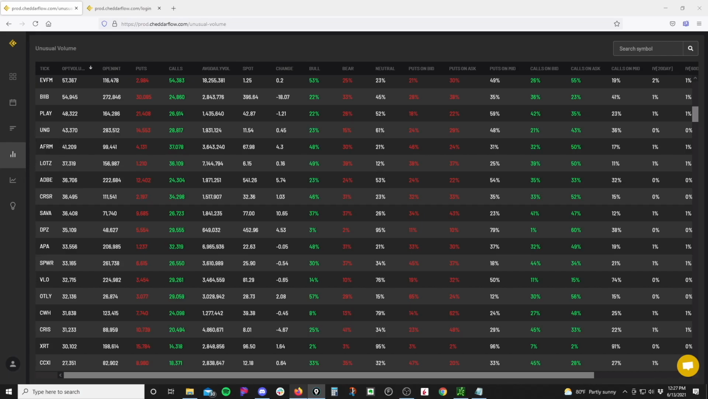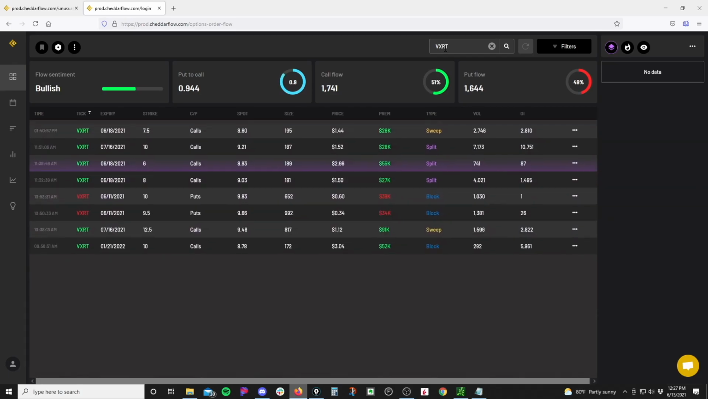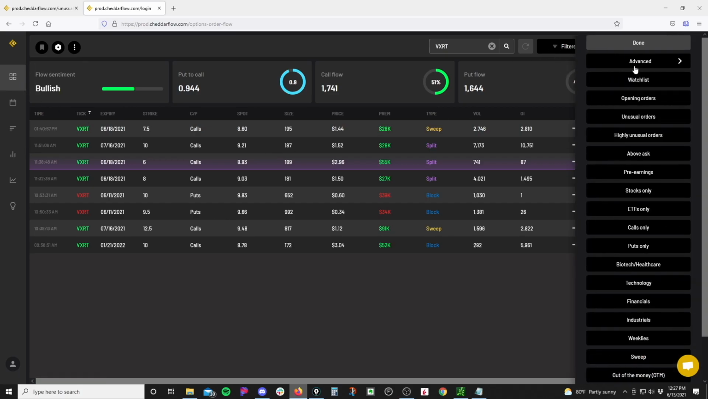So with that in mind, now what I want to do is take those three names and go to the options order flow tab. And so now I can really start to hone in on what's going on. VXRT, look at this. We see that there is activity coming through on the options order flow tab, and I can filter this down even more, okay?